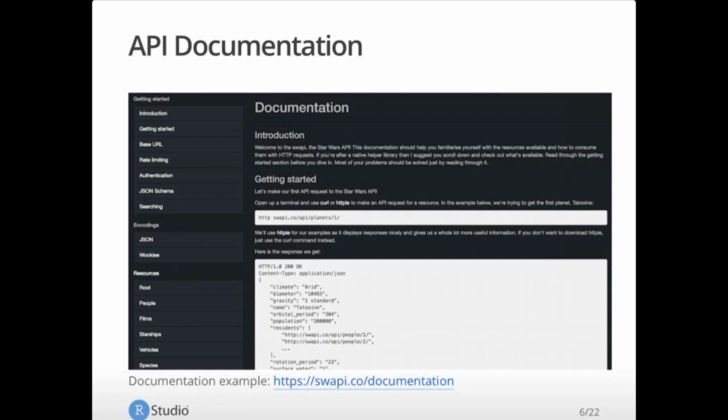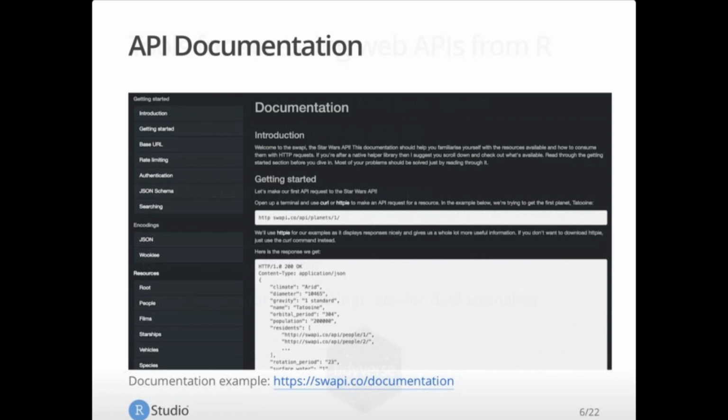For example, this being the Star Wars API, you can get information about people, films, starships, planets, vehicles, etc. And the beauty of this documentation is that it's very good, so it'll tell you exactly what URL to use to get to that information, and it'll give you an example response as well. So it will tell you how to ask the question and what format the answer will be in, so that you can then parse it appropriately in your script.